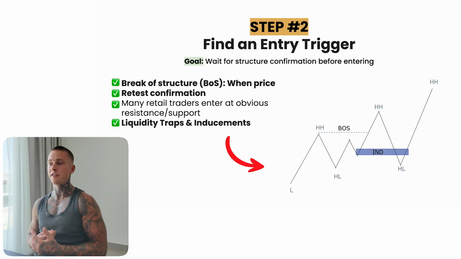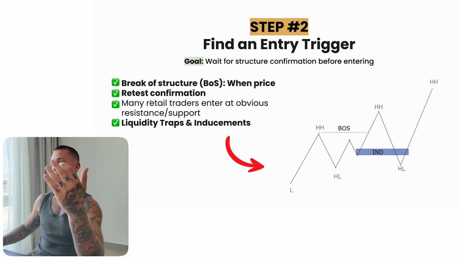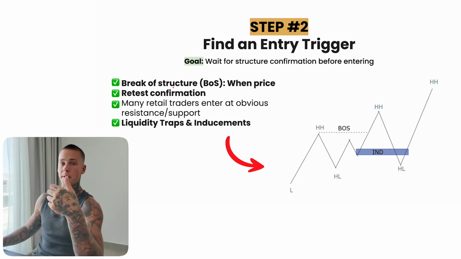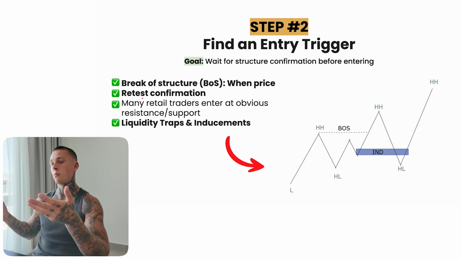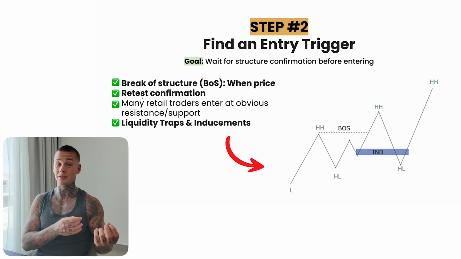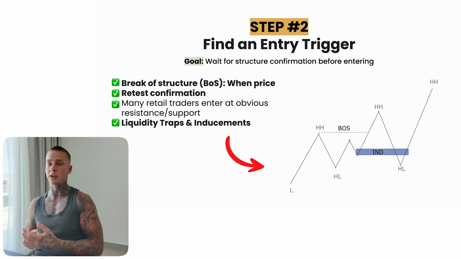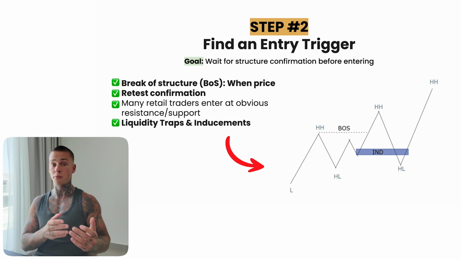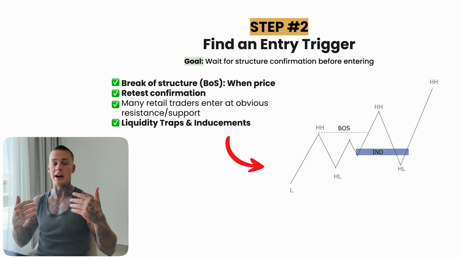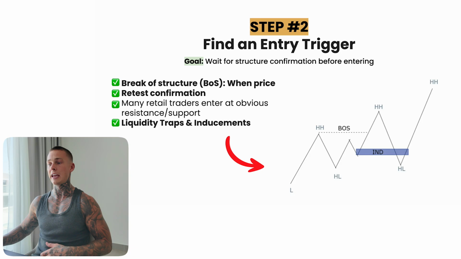Step number 2 is finding an entry trigger. So the goal is to wait for structure confirmation before entering. Of course, we have a break of structure, confirming price will go higher in a lot of people's eyes. We have retest confirmations as well, where many traders are entering, which is a resistance level and a support zone. We also have liquidity traps and inducements, which we've spoken a lot about in previous videos. So definitely go watch my other videos and keep moving from there.